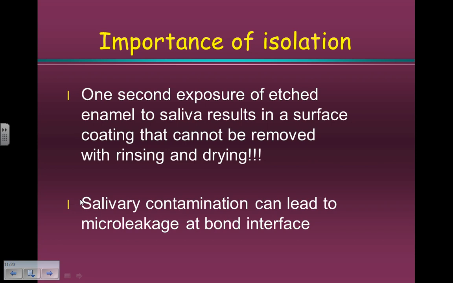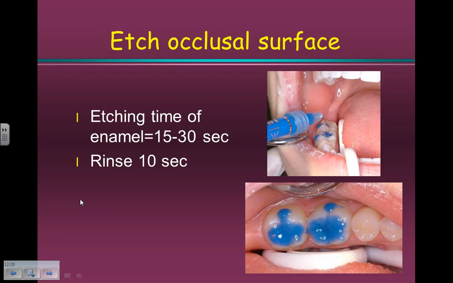1 second of exposure of the etched enamel surface to saliva results in a surface coating that cannot be removed with rinsing and drying. Salivary contamination can lead to microleakage at the bond interface. It's very important we have some isolation of that surface, keeping saliva and hemorrhage off the enamel.